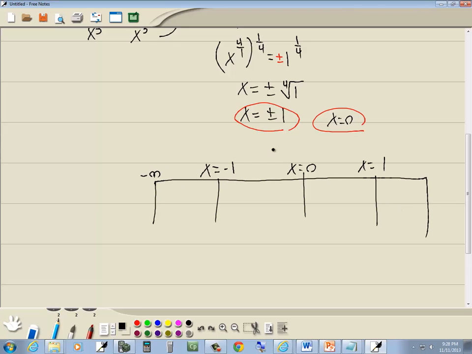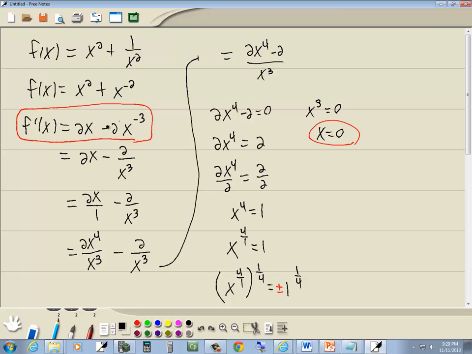Clear over here is negative infinity. Clear over here is positive infinity. We want to choose test cases. Something between negative infinity and -1, like -2. Something between -1 and 0, like -0.5. Something between 0 and 1, like 0.5. Something greater than 1, like 2. Now we want to plug those into our derivative.